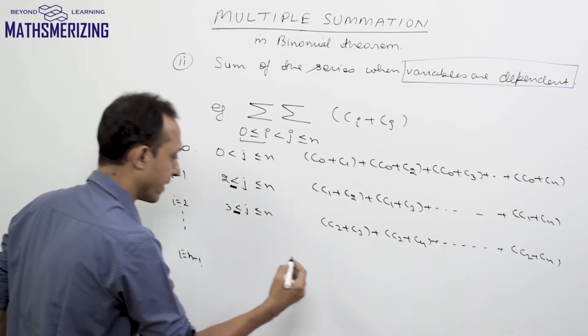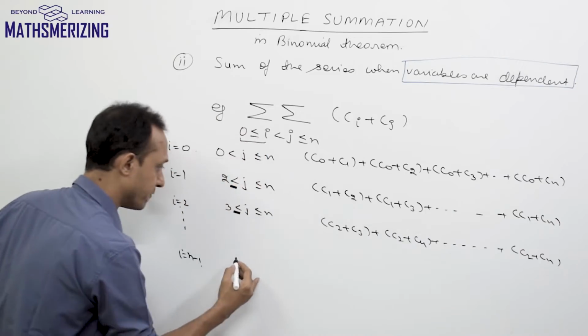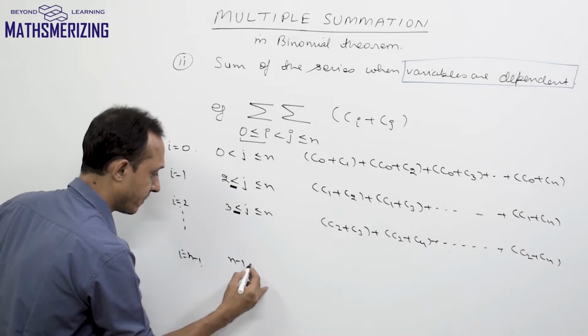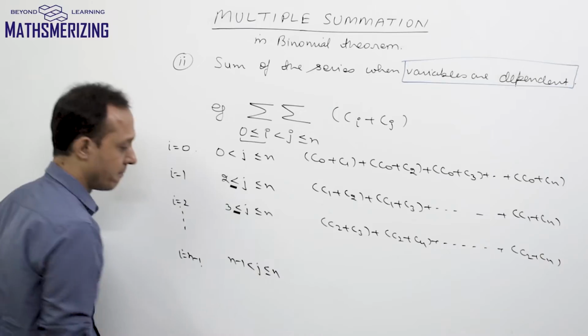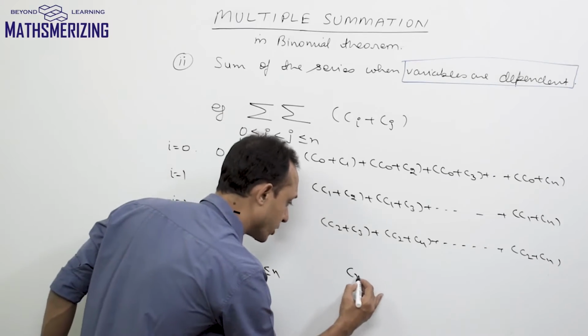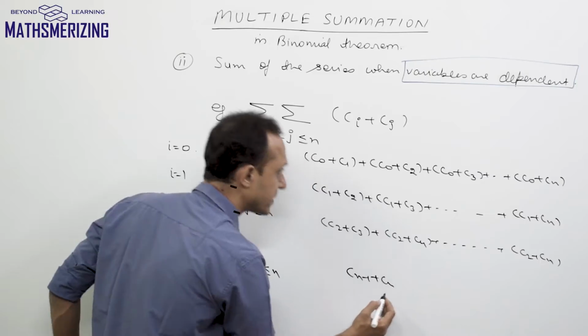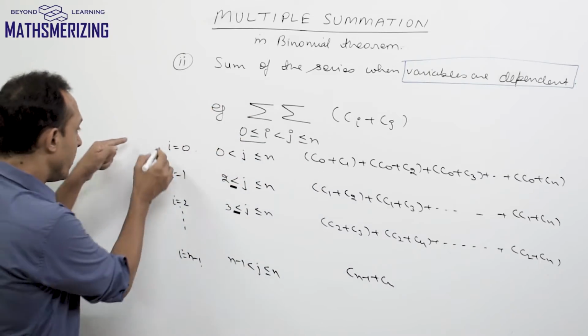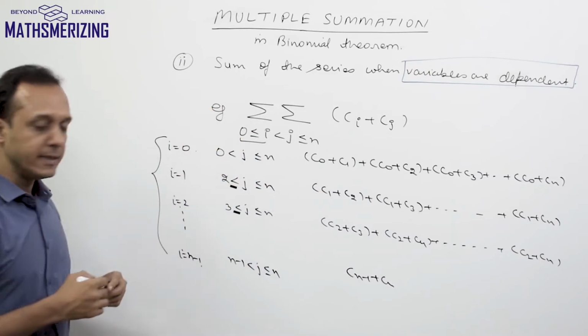In that case, the value of j will be greater than n minus 1 but less than or equal to n. So I'll get only one term, and that should be Cn minus 1 plus Cn. Now I have to find the sum of all these terms.